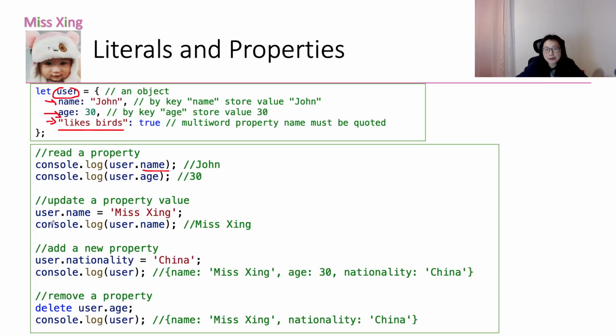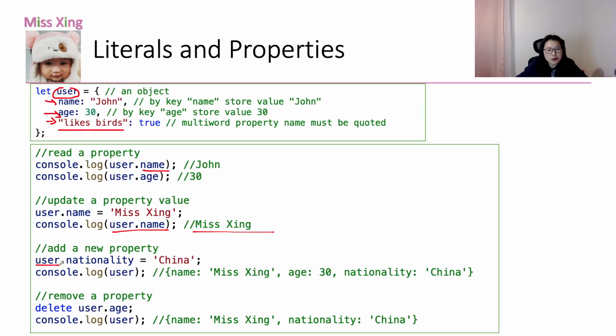You can also update a property value. How to do it? You reassign, like user.name equals Miss Xing. Then when you try to read the property again, you will get Miss Xing because it's been updated. You can also add a new property.